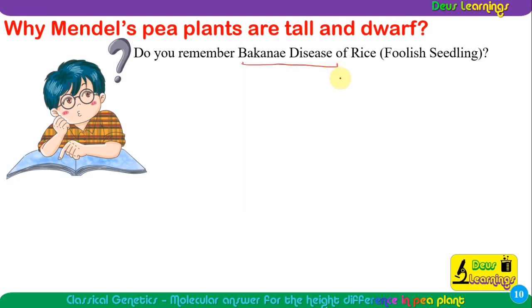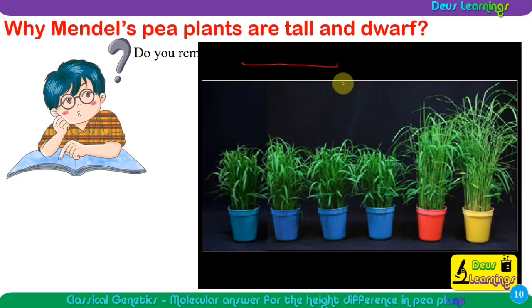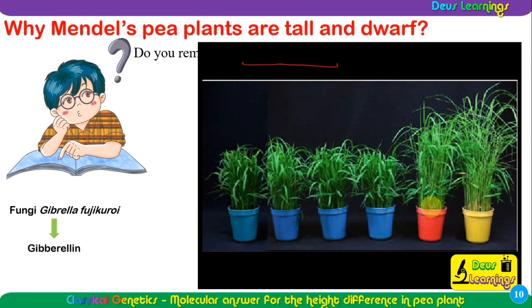Let's see how they actually look. Generally the rice seedlings are short like this, but some plants with red leaf and yellow leaf are tall. Why are they tall? Later they found that there is a fungus called Gibberella fujikuroi which infects them, and this fungus produces a kind of plant growth hormone known as gibberellin.